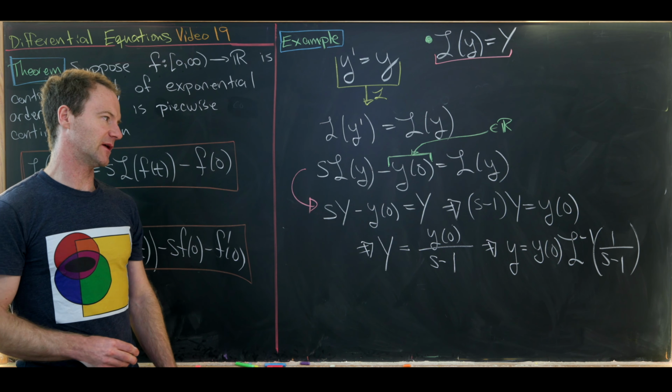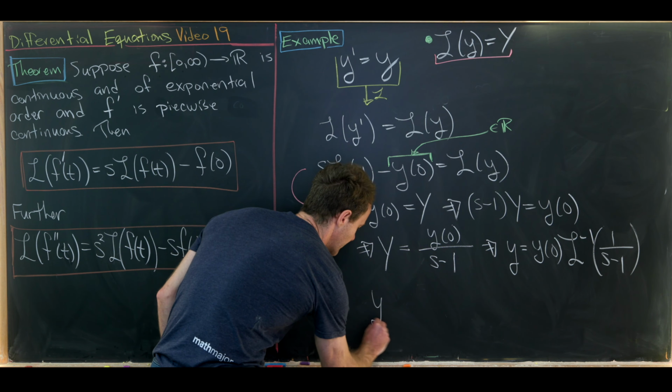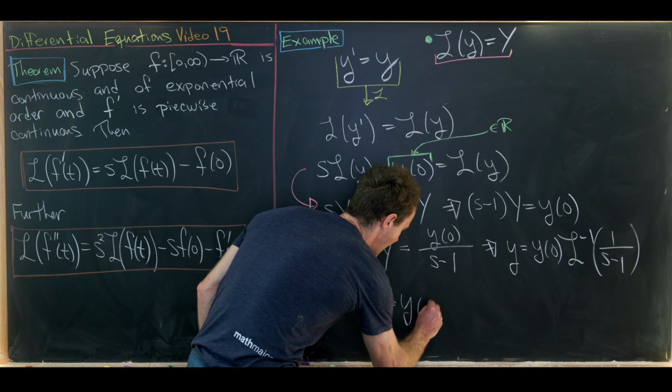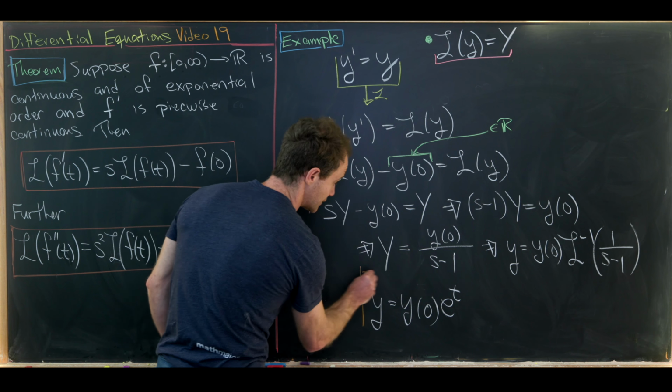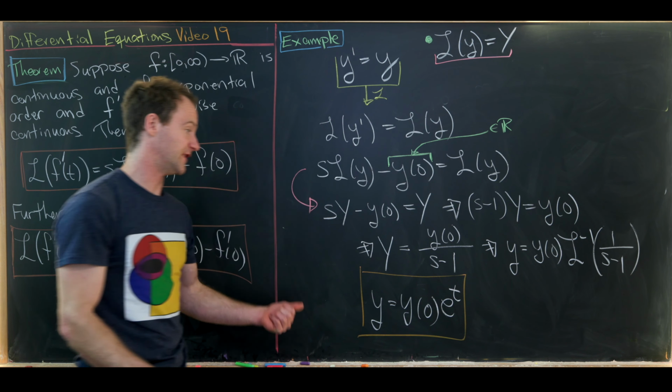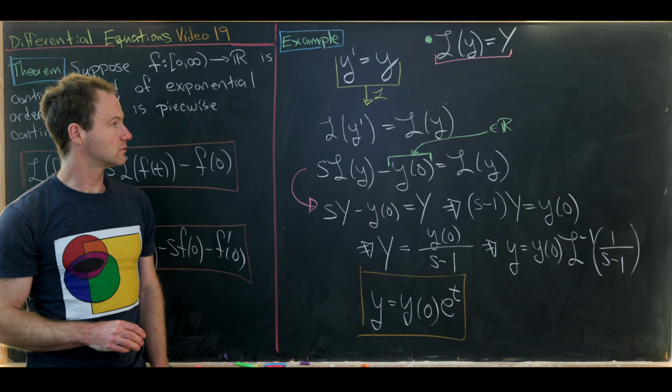I'll let you guys look that up if you need to, but that's what you get. So putting this all together, we have y is equal to y evaluated at 0 times e to the t, which is what we expect from all of the other methods of solving this differential equation. Okay, so let's do another.